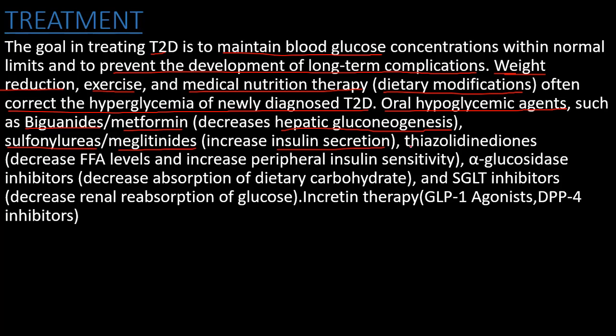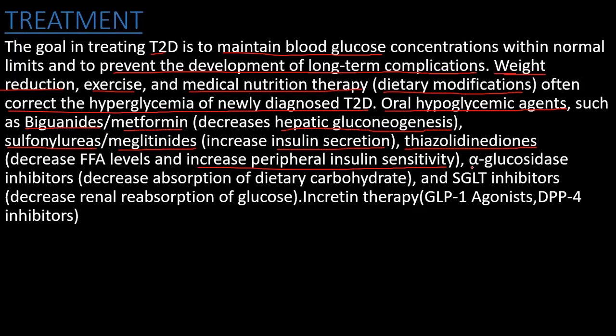Then you also have another class of drugs known as thiazolidinediones, which usually bind to the peroxisome proliferator-activated receptor gamma, which is a nuclear factor, leading to increased peripheral insulin sensitivity. So the adipose tissue and the muscles can take up glucose, reducing the blood glucose level.